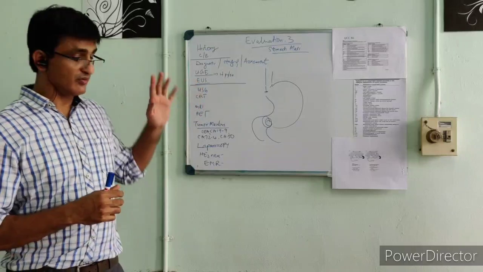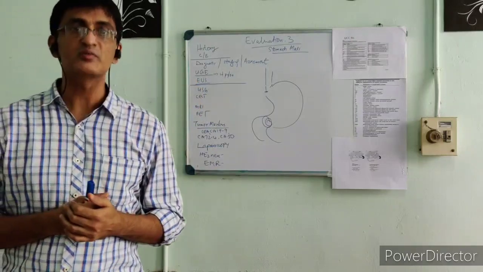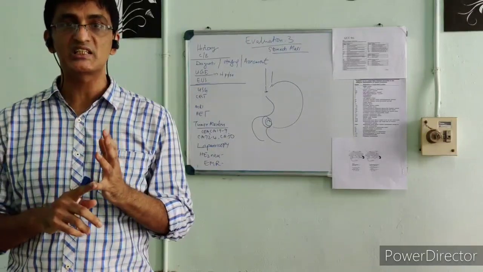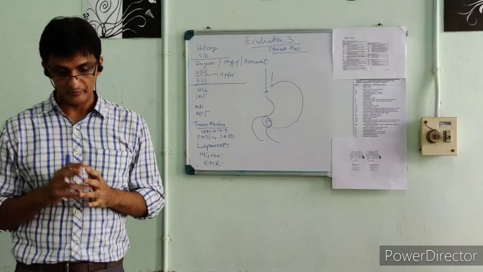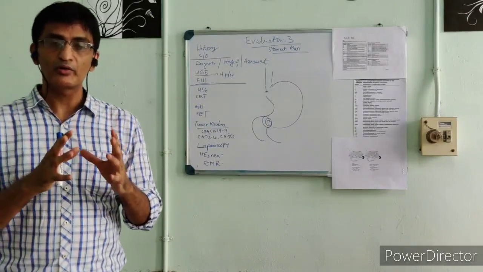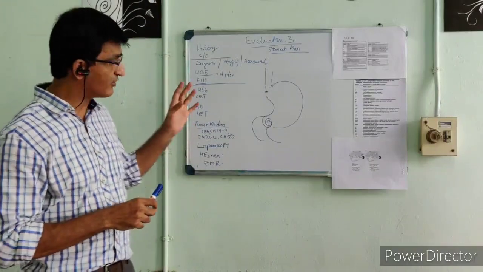Next is EUS. If you don't do EUS routinely in every case, if you have the facility, EUS will give you information about the T stage of the disease as well as the N stage. That is perigastric nodes only. T stage means involvement of the stomach wall. In EUS, you can see 5 layers of the GI tract.